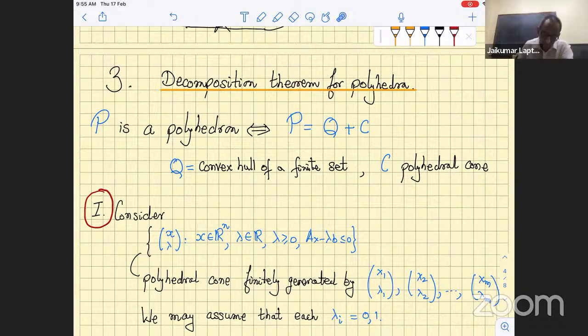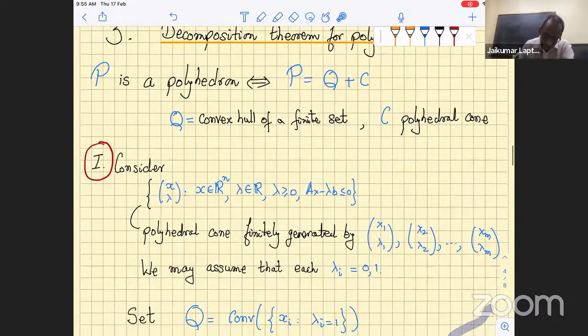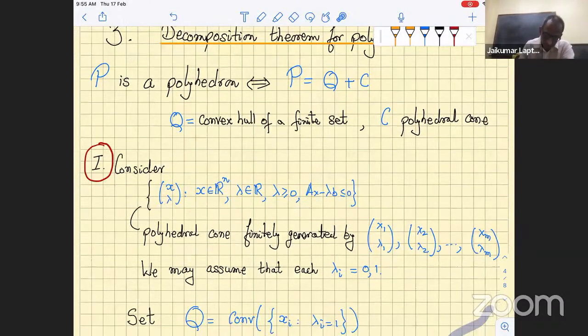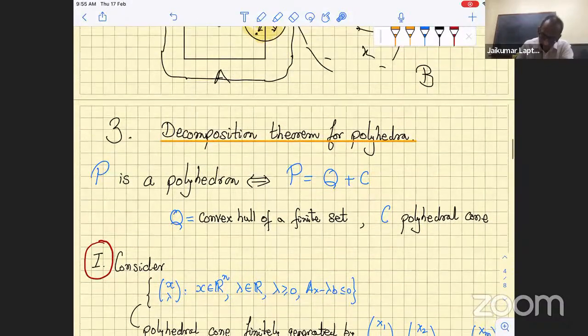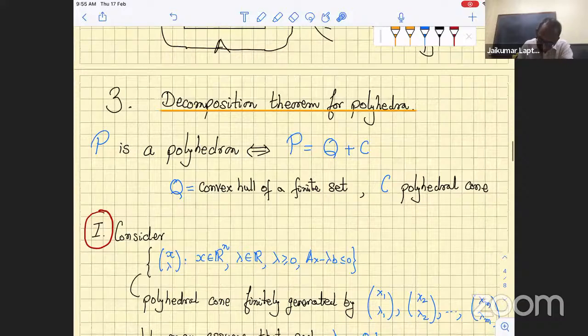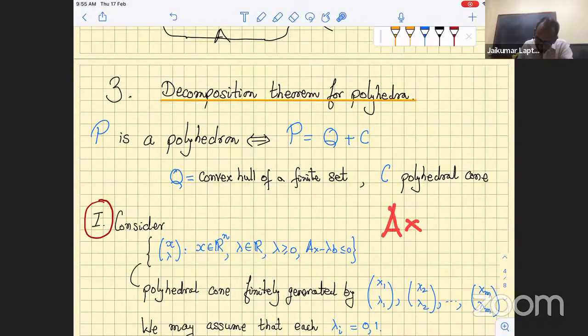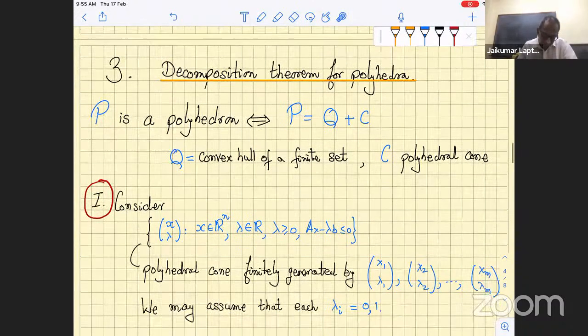So we want to prove this. So what do we want to prove? Somebody gives us a polyhedron. By that we mean somebody has given us an equation of the form AX less than or equal to B. AX less than or equal to B has been given. Okay. And we are going to generate from that.